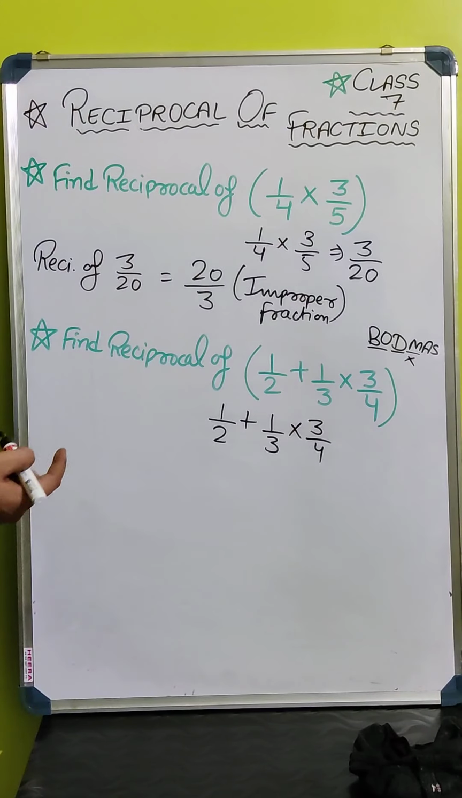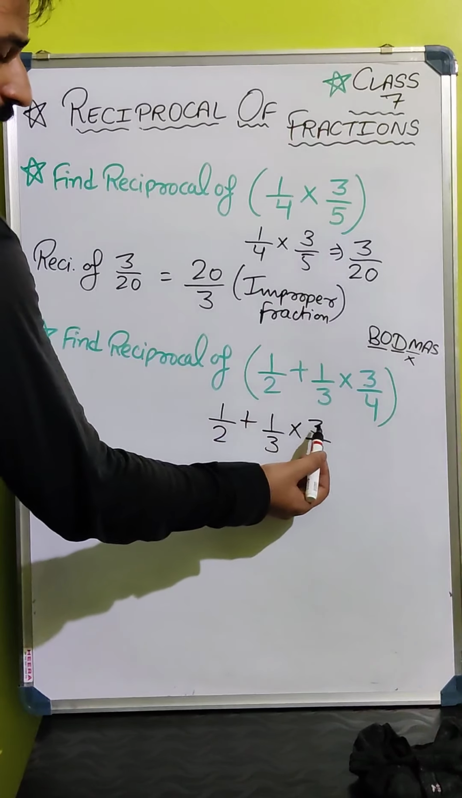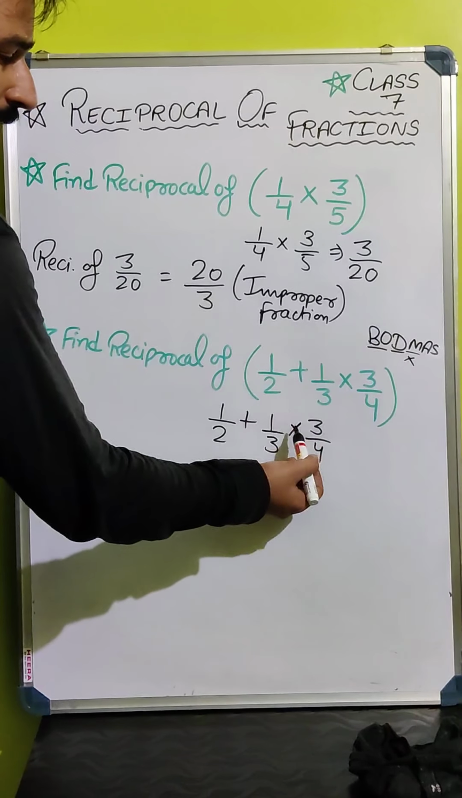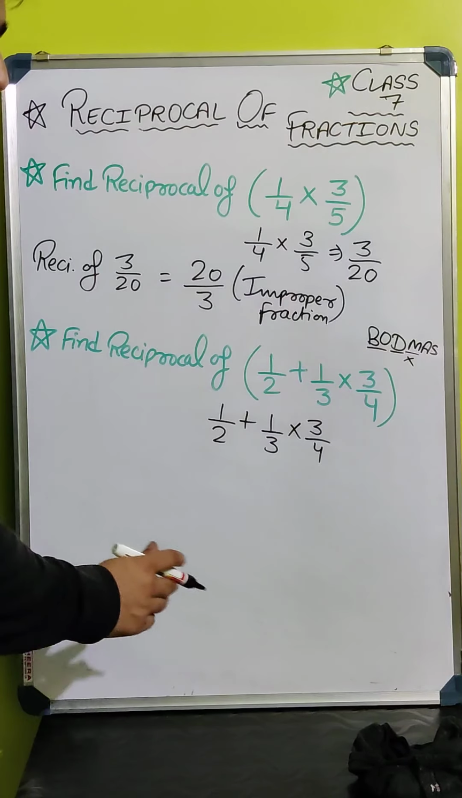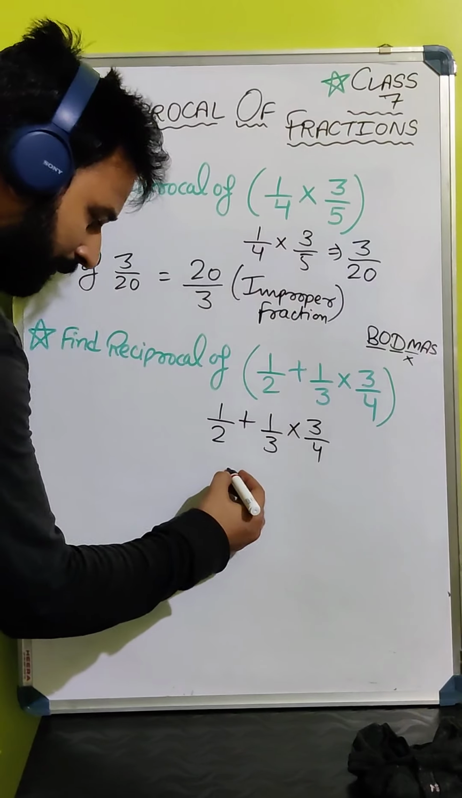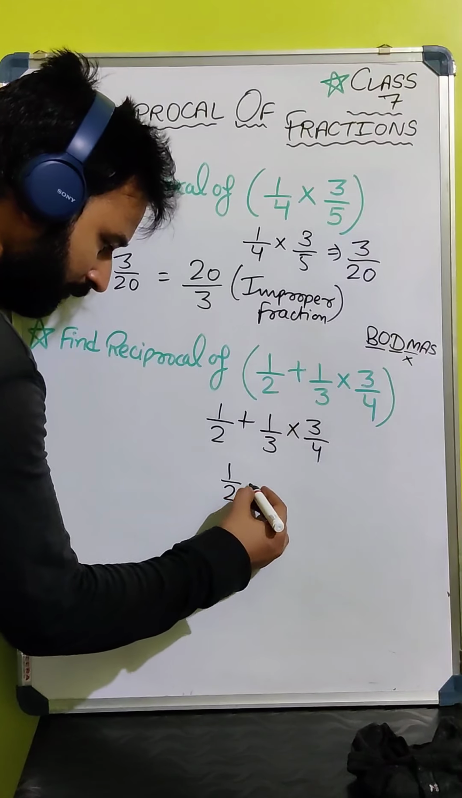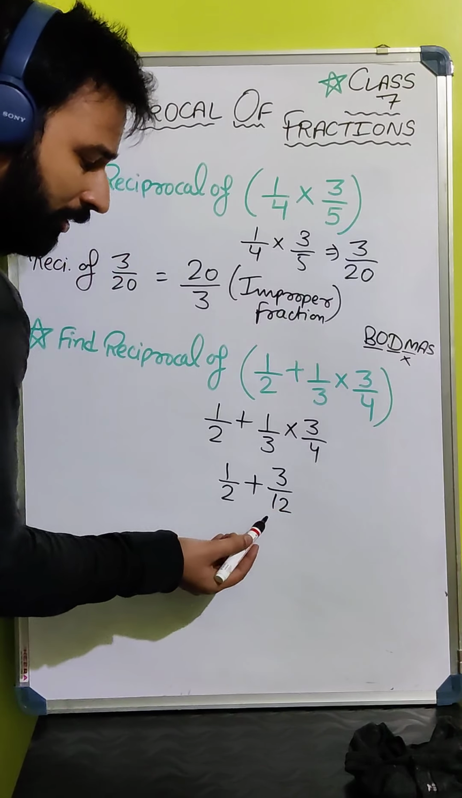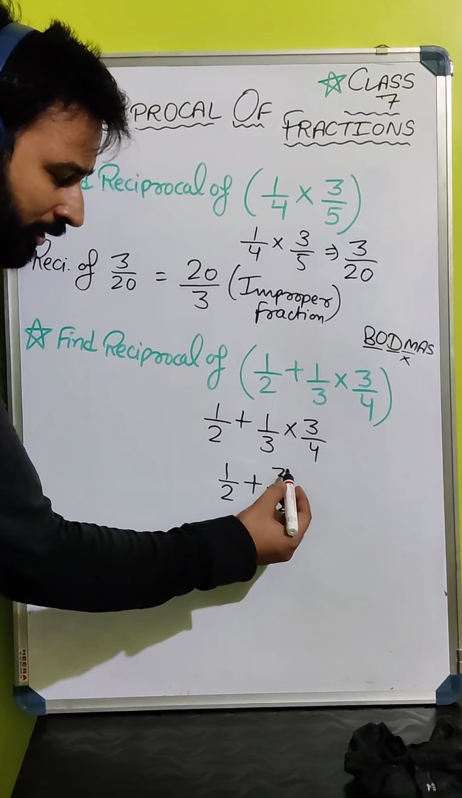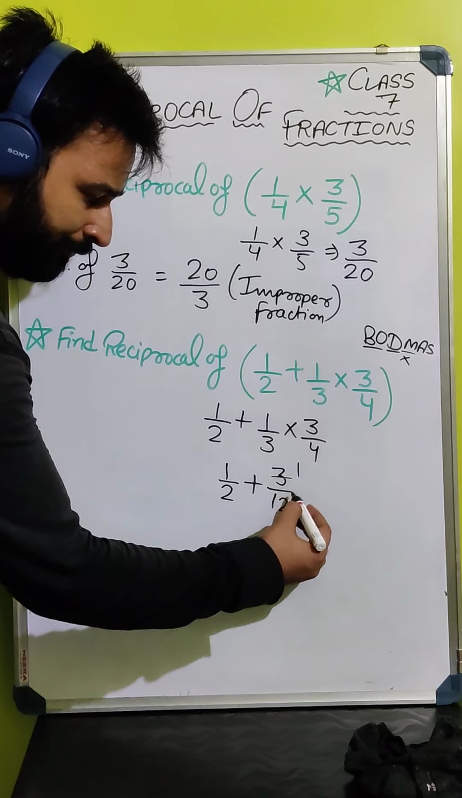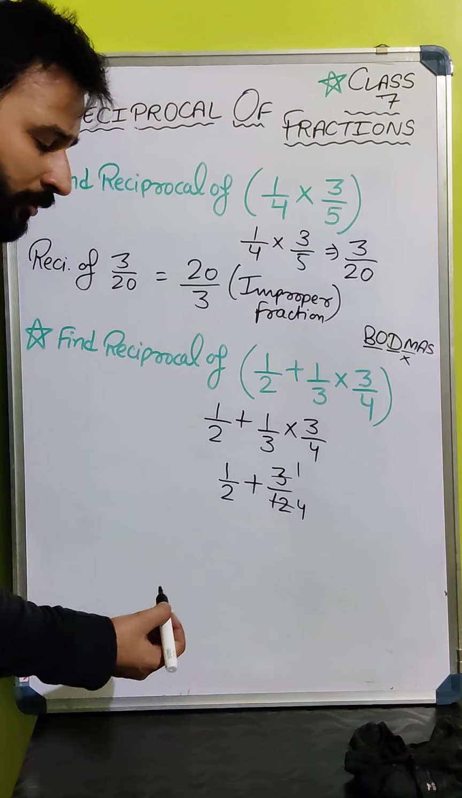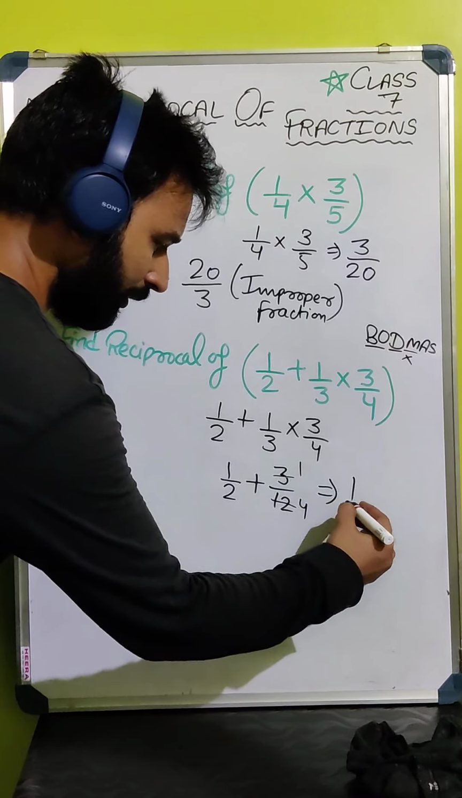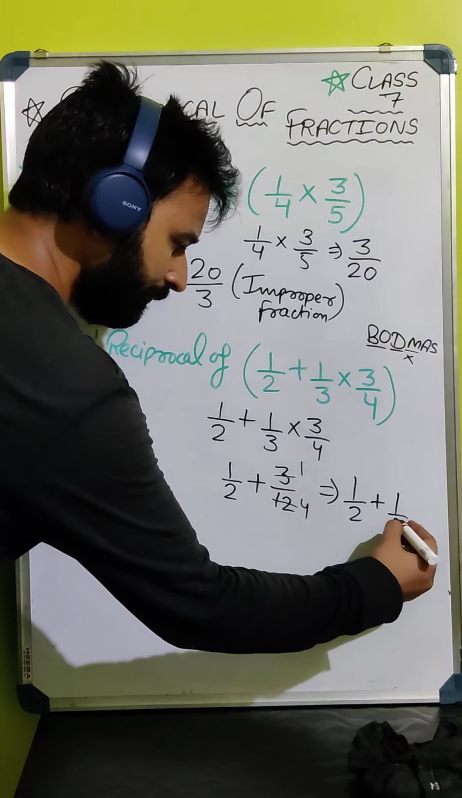Okay, you have two ways. Directly you can cancel the terms or you can directly multiply. Both answers will be the same. So I am doing the direct one. So 1 by 2 plus 3 1s are 3, 3 4s are 12. Now you can cancel the terms here. 3 1s are 3 or 3 4s are 12. So what you will write here? 1 by 2 plus 1 by 4.